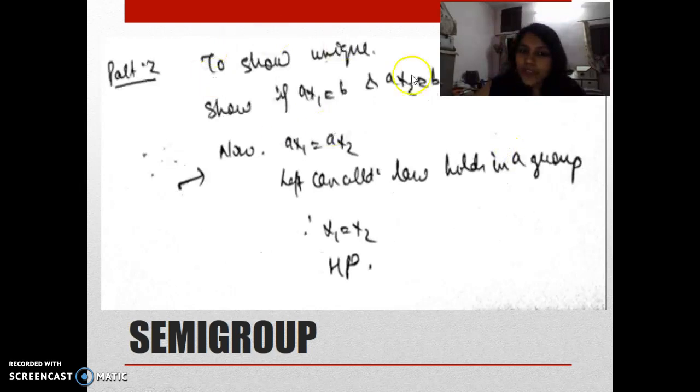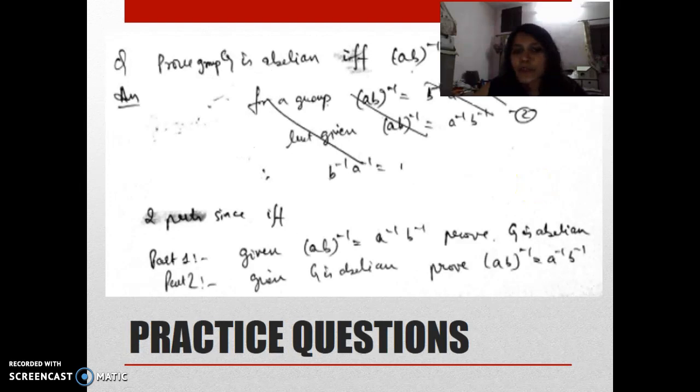Okay. And then from there, B is a unique element, right? There cannot be more than one B in the set. Therefore, A x1 equals A x2. And we know that in a group, left cancellation laws apply. Hence, x1 equals x2. Hence, we are done. So it's very easy. First you show the solvability and then you go for uniqueness.